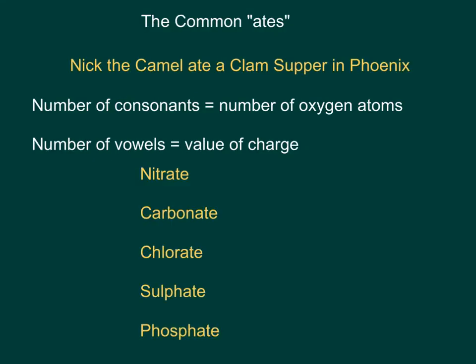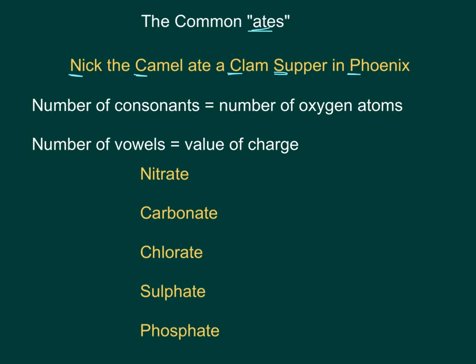It's the polyatomic ions that end with ATE that are going to be the most common ones that we're going to use here. So there's a sentence or mnemonic that we have to help remember. Nick the camel ate a clam supper in Phoenix. And you'll notice that there are capital letters on the words that we're actually going to use. Nick the camel ate a clam supper in Phoenix.